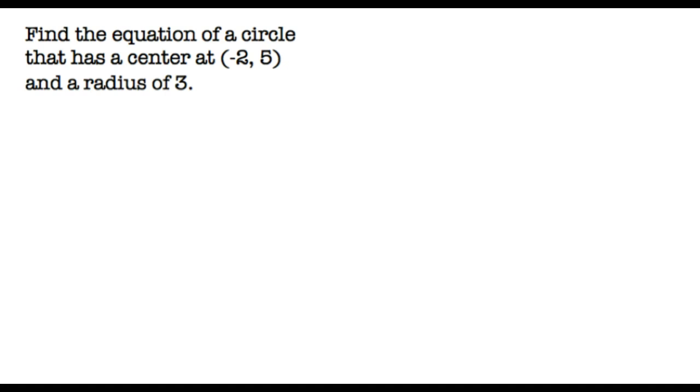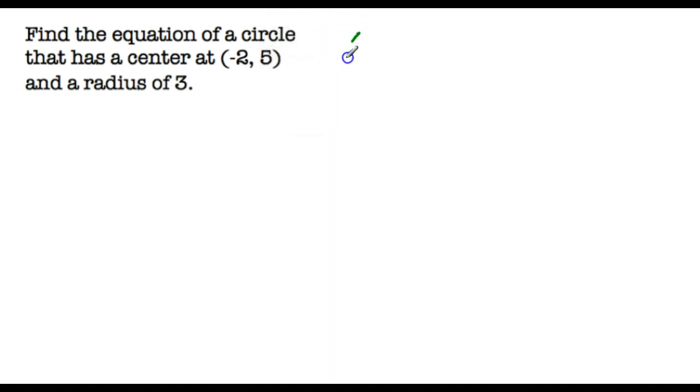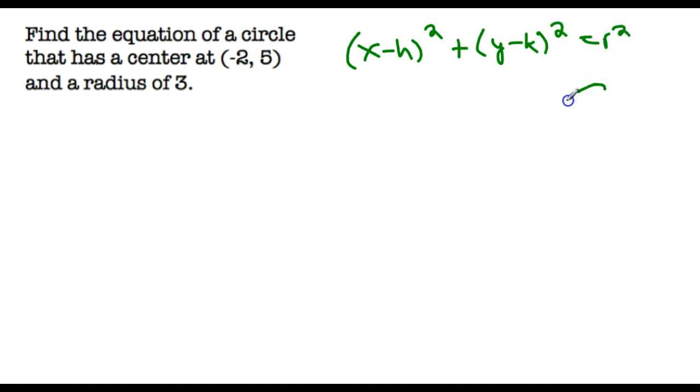Number 1 said, find the equation of a circle that has a center at -2, 5 and a radius of 3. So make sure that you remember the equation of a circle: x minus h squared plus y minus k squared equals r squared. I'm just going to review real fast because I've got another video out there.